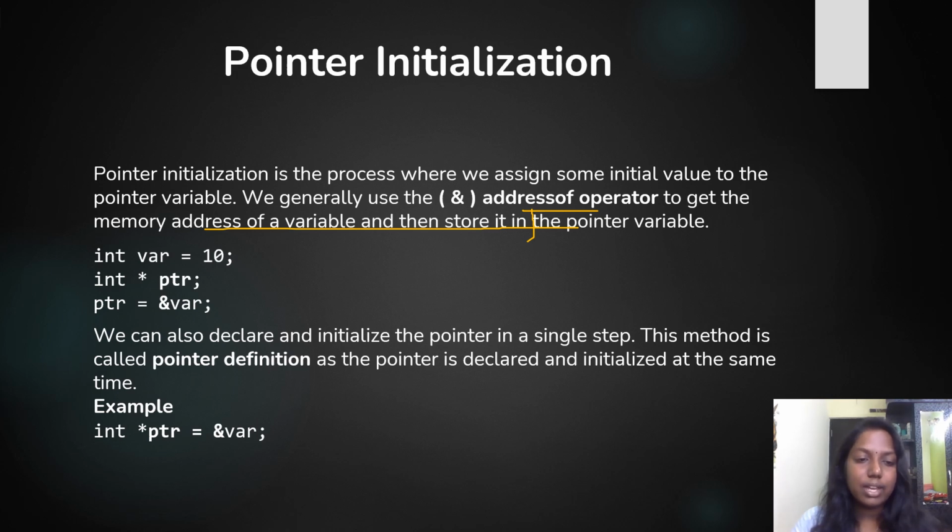So we've initialized var as 10, an int. We have declared; now we have to initialize. So we've initialized the pointer to the address of var. So & gives us the address of the variable. Here we can also declare and initialize the pointer in a single step. So here we've declared int *ptr equal to &var. Here it declares, and here it initializes.